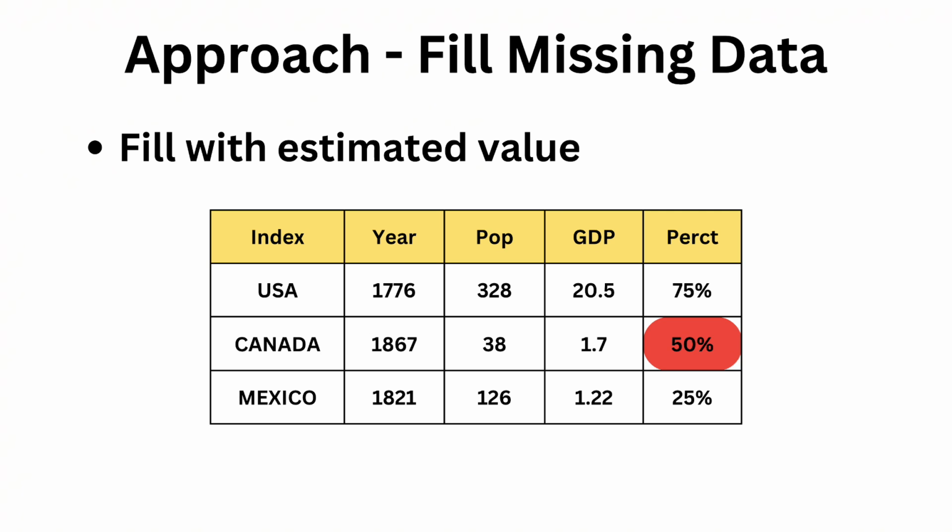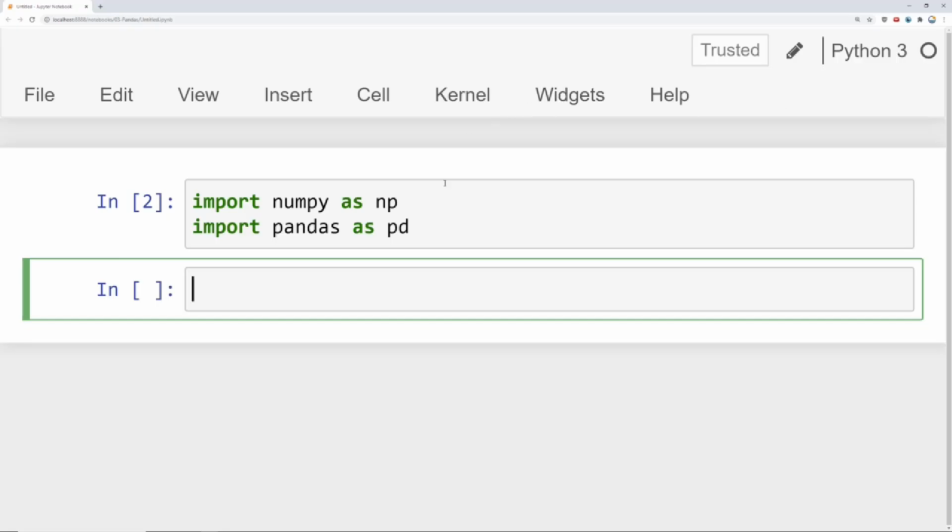We're going to head straight to the Jupyter Notebook and show you how to either keep missing data, replace missing data, or drop missing data, all with Pandas. Let's head to that Jupyter Notebook. Okay, here we are in the Jupyter Notebook. I've already imported NumPy as np and Pandas as pd.